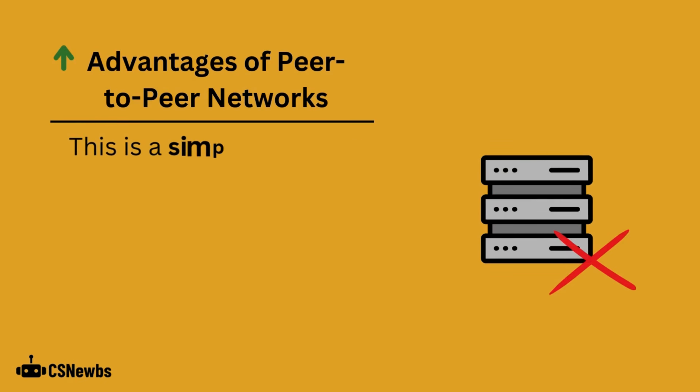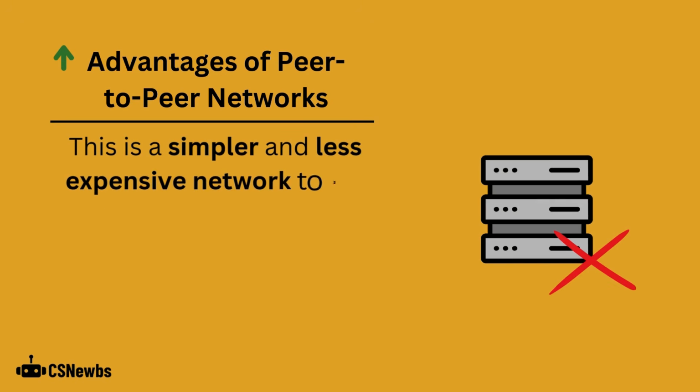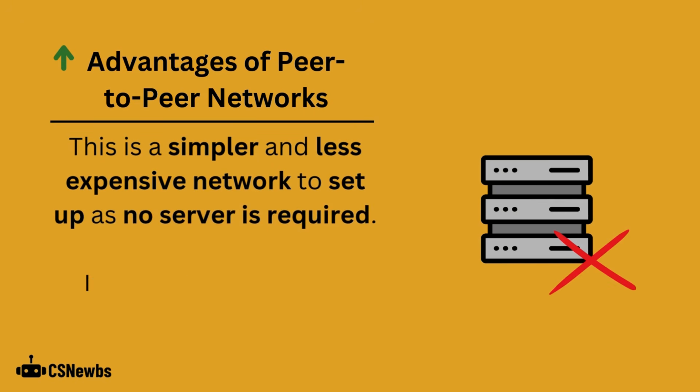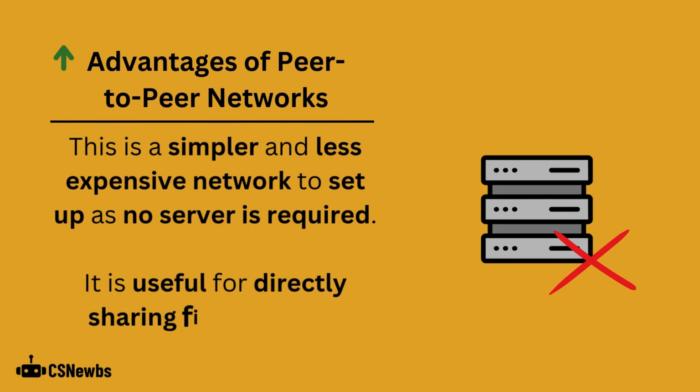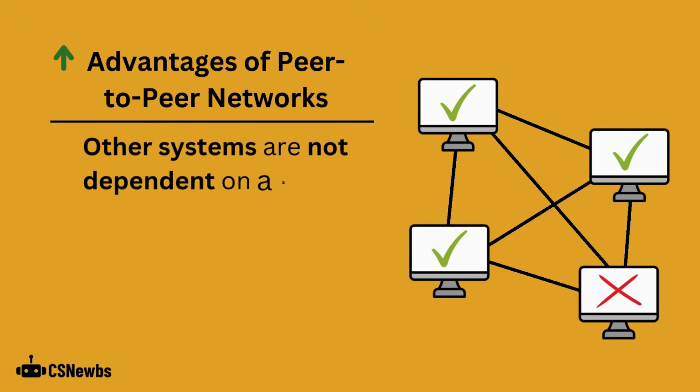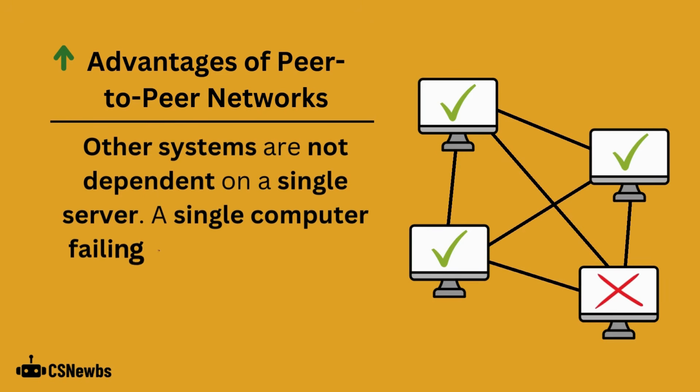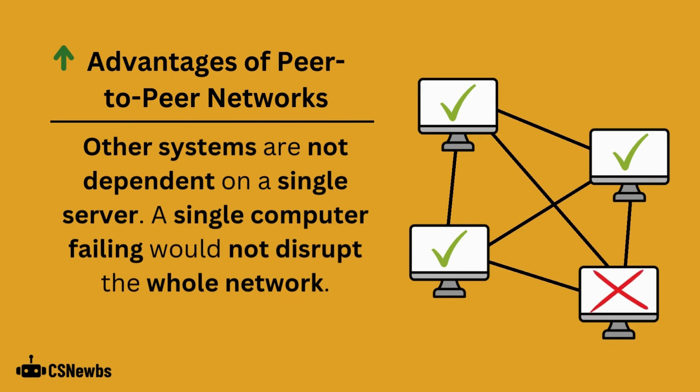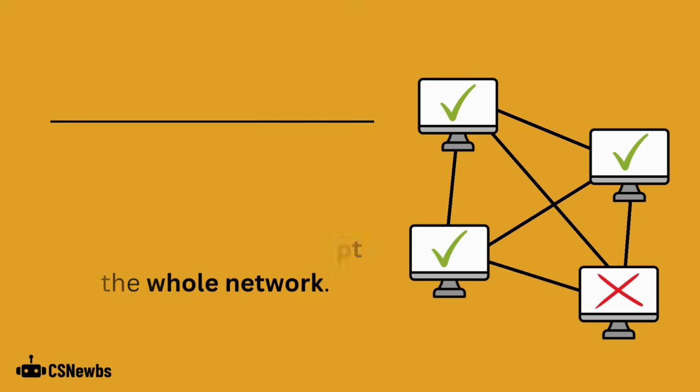An advantage of a peer-to-peer network is that it is a simpler and less expensive network to set up because no server is required. It is useful for directly sharing files between systems. Unlike in a client-server network, other systems here are not dependent on a single server. A single computer failing would not disrupt the whole network.